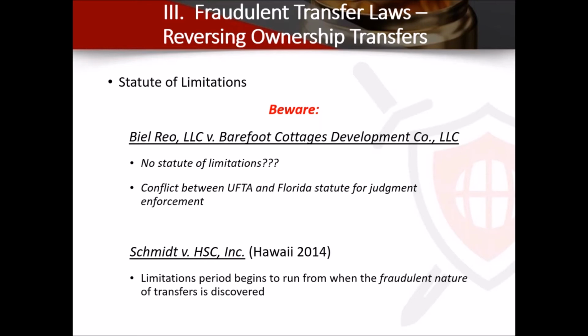Schmidt is a similar case where the court kind of went out a little bit, I thought, in Hawaii. Basically, you have this 1 year that stays open until the creditor knows about the transfer. And in Schmidt, it's not just know about the transfer. They have to know about the fraudulent nature of the transfer, that it was intended to avoid a creditor, which is a pretty high standard.